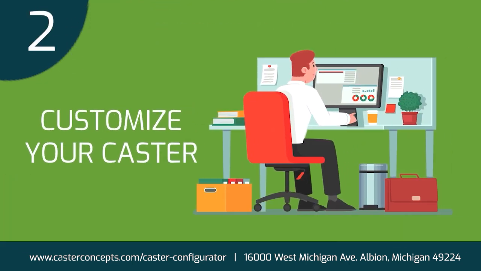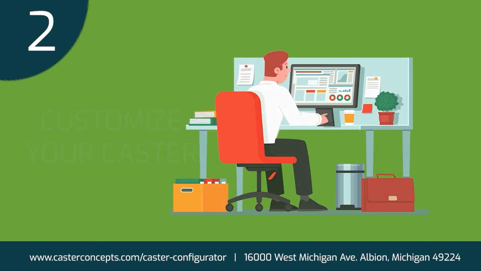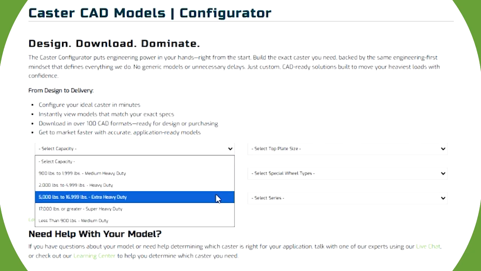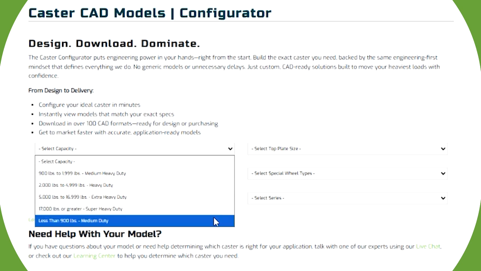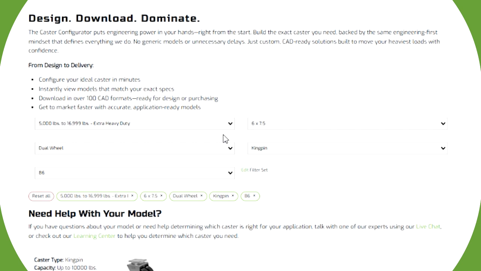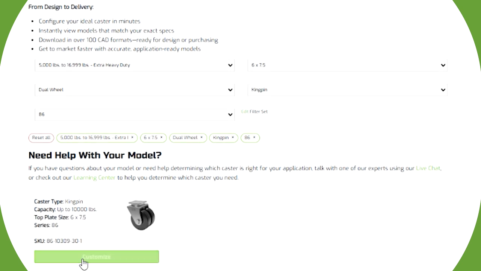Step 2. Customize your caster. Here, you're in control. Use the filters to select your caster type, the right capacity range, from light duty to super heavy duty, your preferred mounting plate, and of course, the right wheel type and tread for performance and durability. As you make your selections, the model updates in real time. No waiting, no uncertainty, just precision.